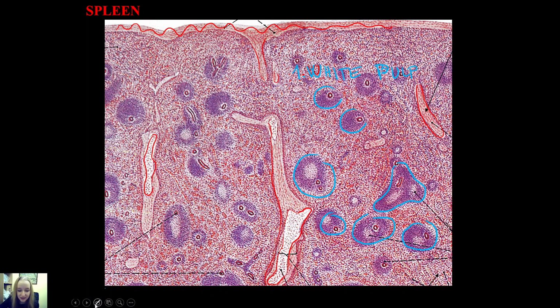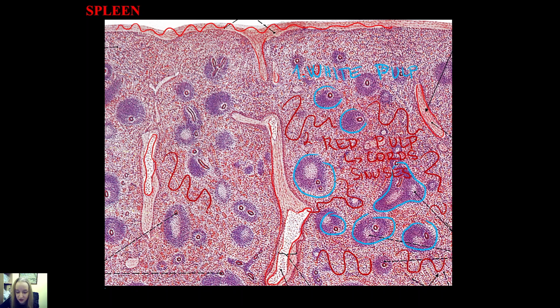And the second one is red pulp. Red pulp is made of cords and sinuses, venous sinuses, and it's in between the white pulp. So everything around lymphatic tissue here in the spleen is red pulp. You can see it's lighter in this picture. So it's all around this lymphatic tissue. These are two basic components of spleen: white pulp and red pulp.